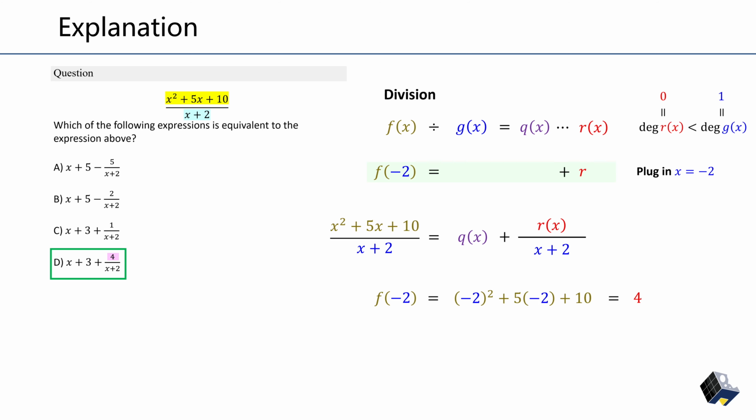However, there's a restriction when using this method. The divisor must be linear, meaning the degree is 1. If not, r(x) may not necessarily be a constant.